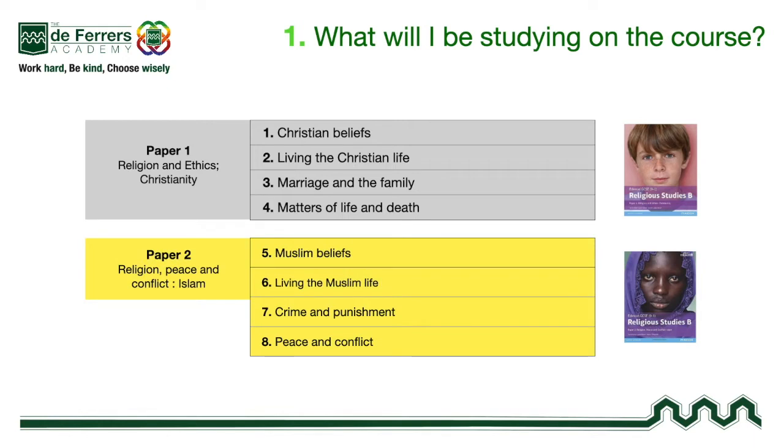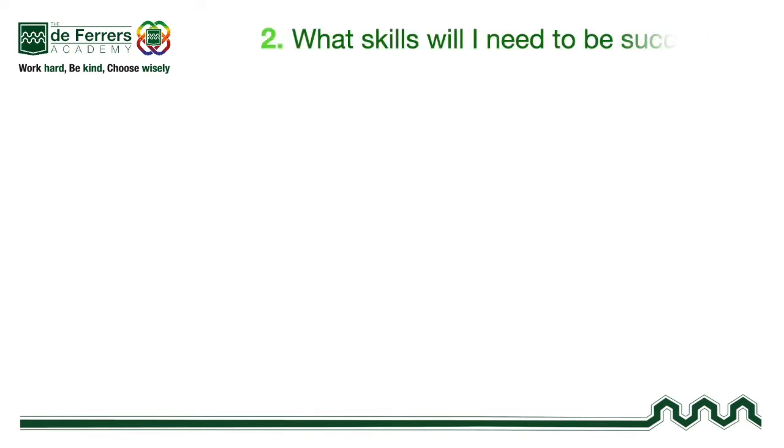Paper 2, again, you learn about Muslim beliefs and what it means to be a Muslim in the world today. And then once you've got that theory and understanding, you can apply that to different areas, again, of ethics, such as crime and punishment, and the concepts of peace and conflict.